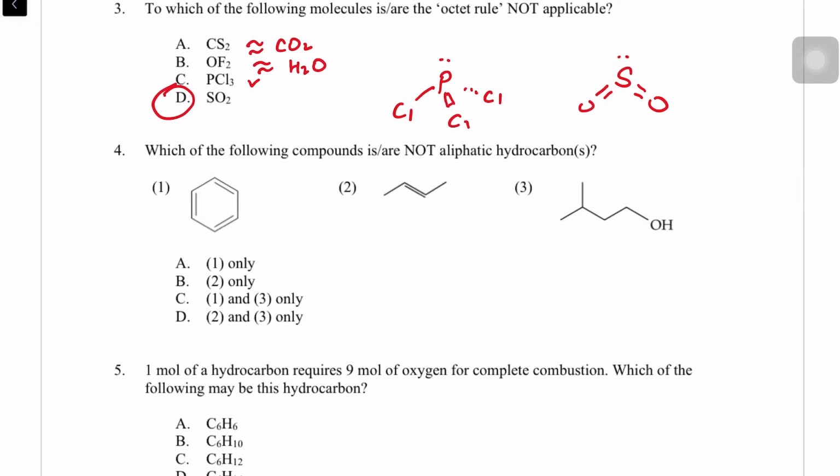Next one is the not aliphatic hydrocarbons. So this involves 2 terms. First, which of them is not a hydrocarbon? This one, sure, is the answer because it contains oxygen, so surely not a hydrocarbon. Next, aliphatic means without benzene ring or without aromatic. So this one will be included. So the answer for question 4 is C.